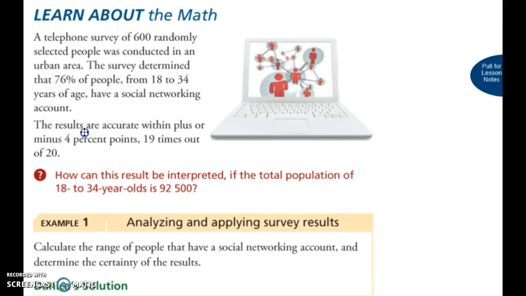Okay, we're on section 5.6 and we're talking about confidence intervals. So that's page 267. So we're doing an example. A telephone survey of 600 randomly selected people was conducted. The survey determined that 76% of people between ages 18 and 34 have a social networking account. The results are accurate within plus or minus 4 percentage points, 19 times out of 20.